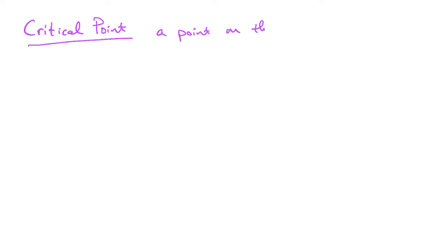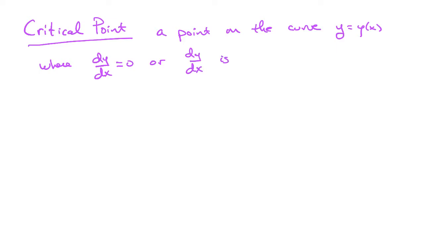So at this point, it's probably a good thing to recall exactly what our definition of a critical point was. A critical point was going to be a point on the curve, y as maybe some function of x, where either dy dx was going to be 0 or dy dx is undefined.